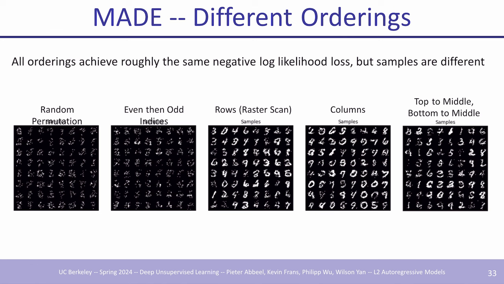You can change the ordering. So here they did random permutation, even then odd, raster scan, that's top, left to right, going down. That's probably the most natural one that you would think of. Then column-wise, top to middle, bottom to middle. So you see that the ordering does matter a little bit in the quality of samples you get.